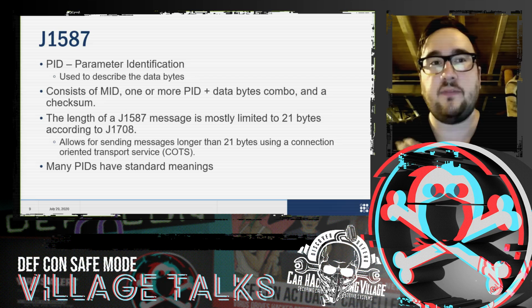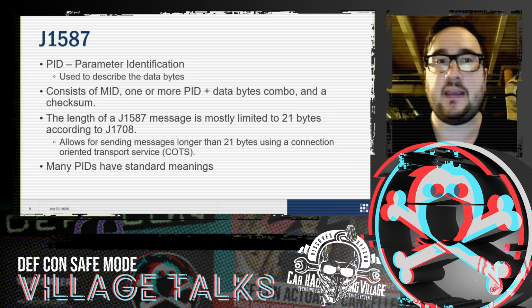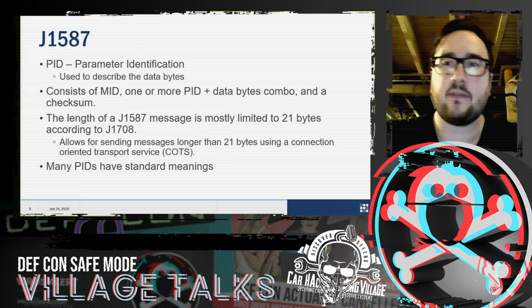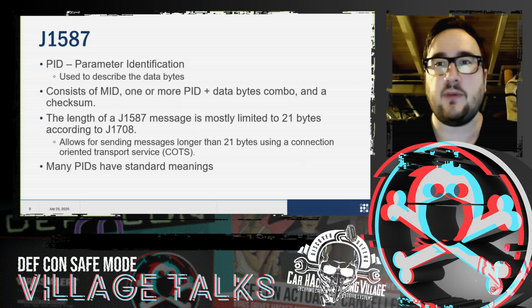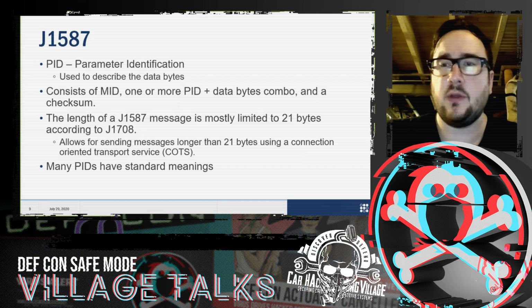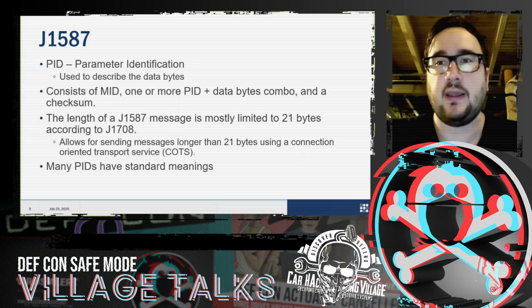So J1587 defines the PID, the parameter identifier. So that's a little bit of a complement to the MID. So if you have an MID for the engine, a PID can be related to your engine oil or a knock sensor or something in your camshaft. So it's a little bit more information for the PID for the system to recognize if there's a fault and direct where that fault can be.